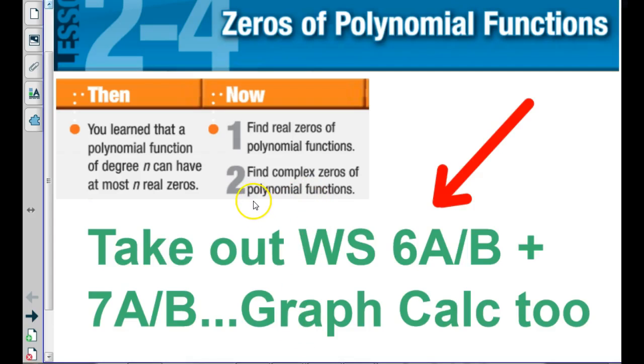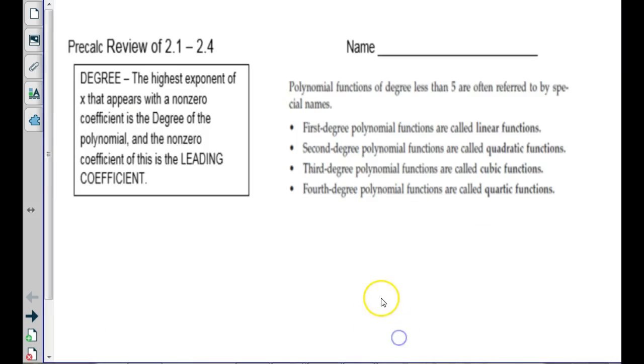All right, so we're working on 2.4 today. I want to start, though, by reviewing some vocabulary that was on the top of worksheet 7.